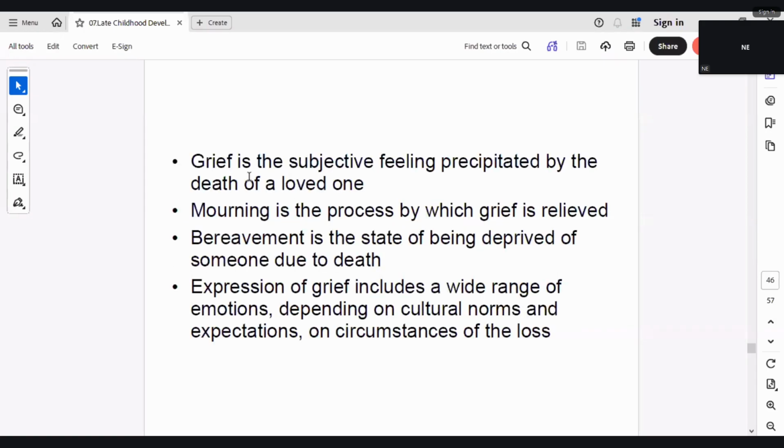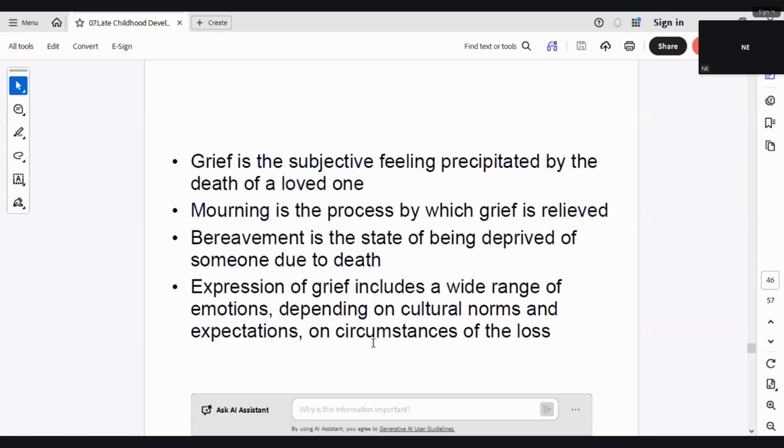Grief is a subjective feeling that's precipitated by the death of a loved one. Mourning is the process by which grief is relieved. And bereavement is a state of being deprived of someone due to death. Now, the expression of grief is extremely wide. There's a wide range of emotions, and it also depends on the cultural norms and expectations, and obviously on the circumstances of the loss.